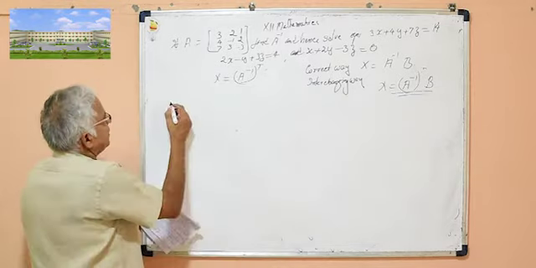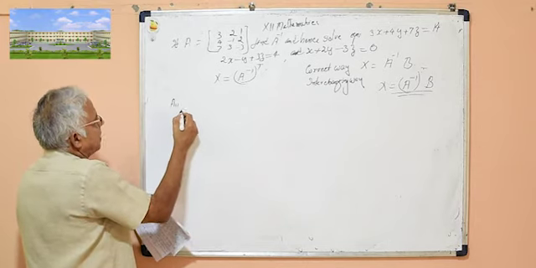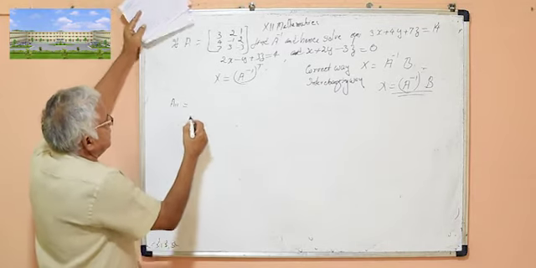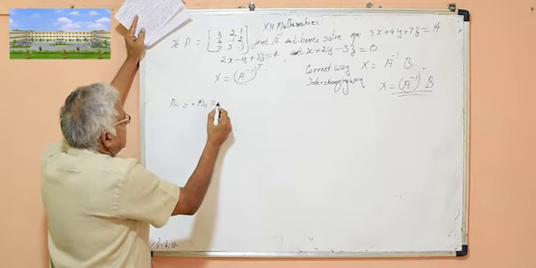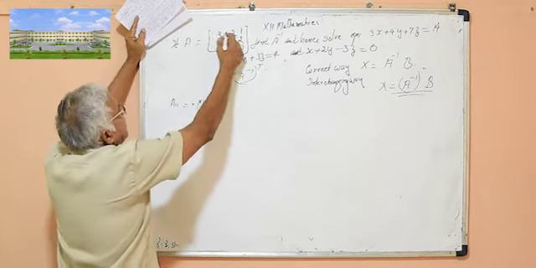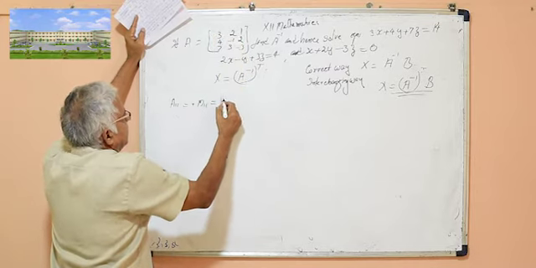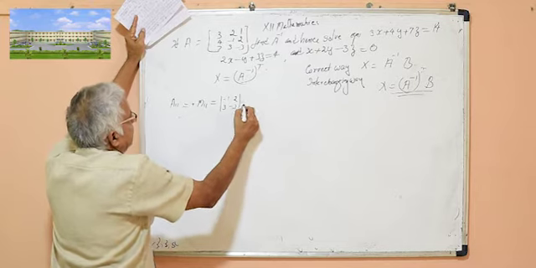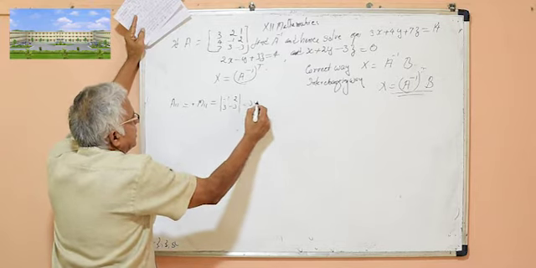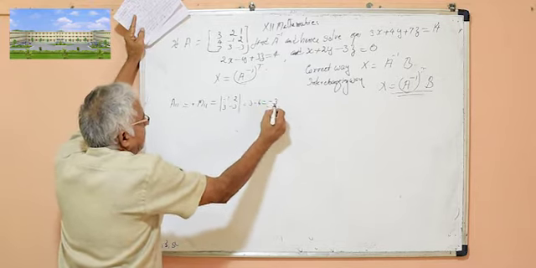So far, cofactor A11 is equal to plus 1 into M11, which is the determinant after deleting the first row and first column, minus 1, 2, 3 minus 3. Then we get 3 minus 6, which is minus 3.